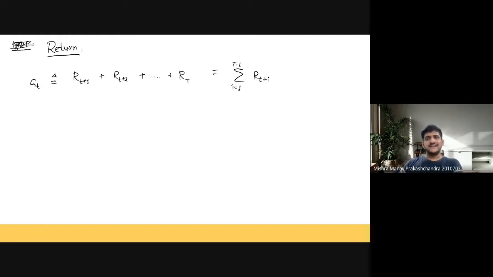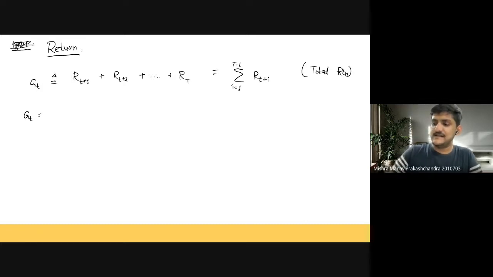A reward is something that is immediate. The agent takes an action, and it gets some immediate feedback from the environment that measures the goodness of the action that has been taken. Return is different in the sense that it is looking at the longer run, trying to reach the objective. So this is the return function. Here we call this the total return, which we're trying to optimize.